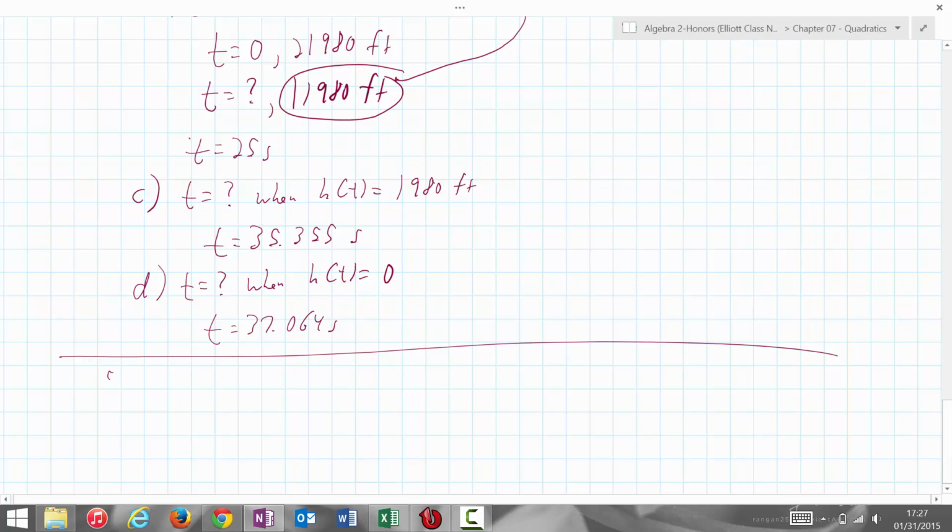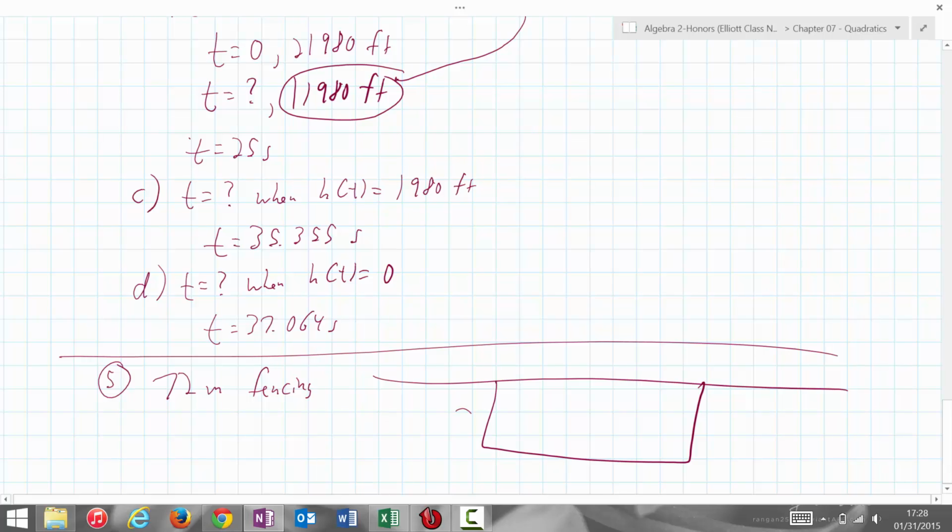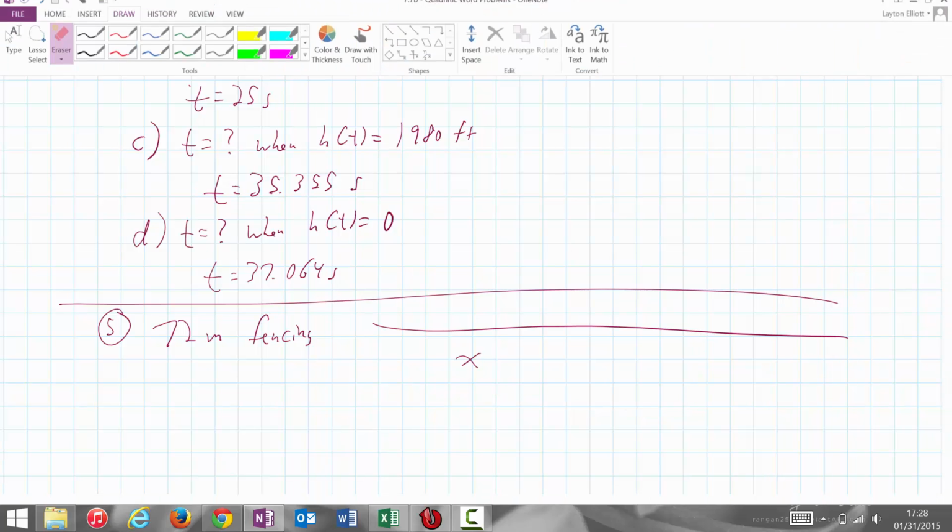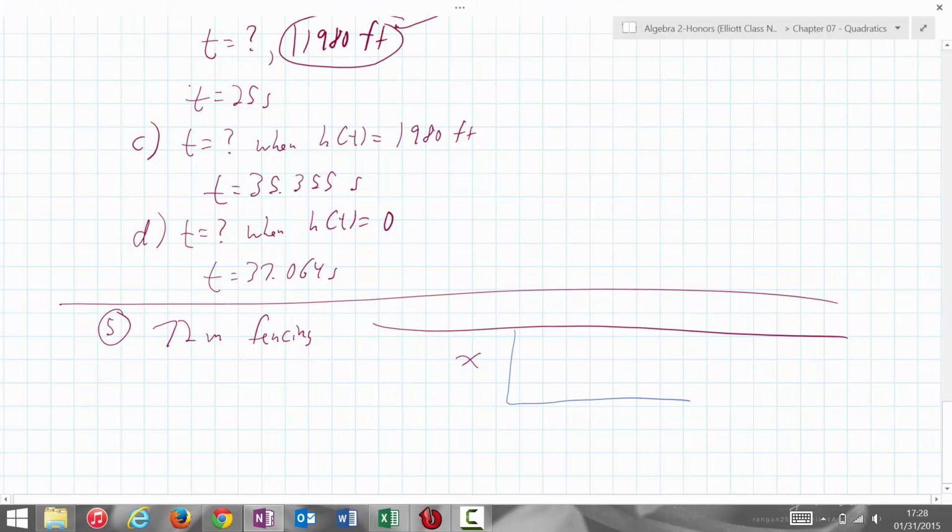Okay. Now number 5. Number 5 is just kind of back to a basic problem. A pen is to be built around a wall from 72 meters of fencing. And so here's a wall, and then here's a pen, and the problem labels this as X. I'm going to use a different color to draw this pen so you can see, okay, so this is X, this is X.